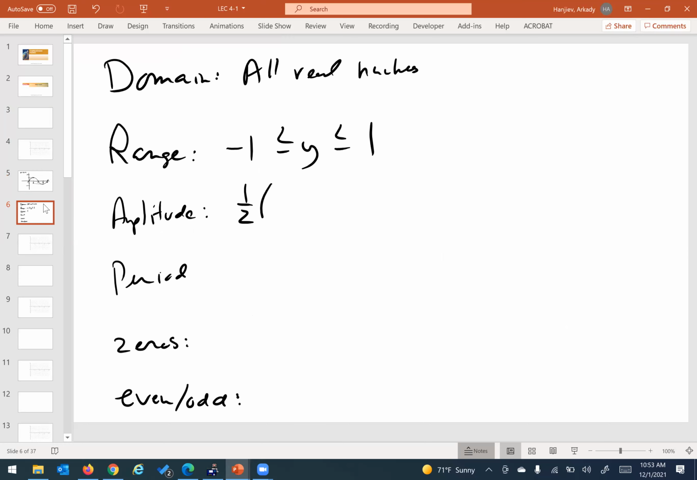Okay, now we look at something called amplitude. Amplitude we'll do a lot with it here. Amplitude is half the maximum versus minimum.